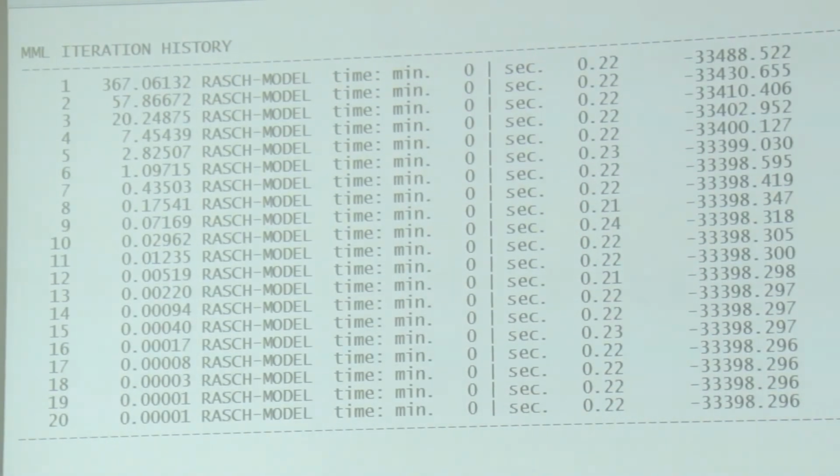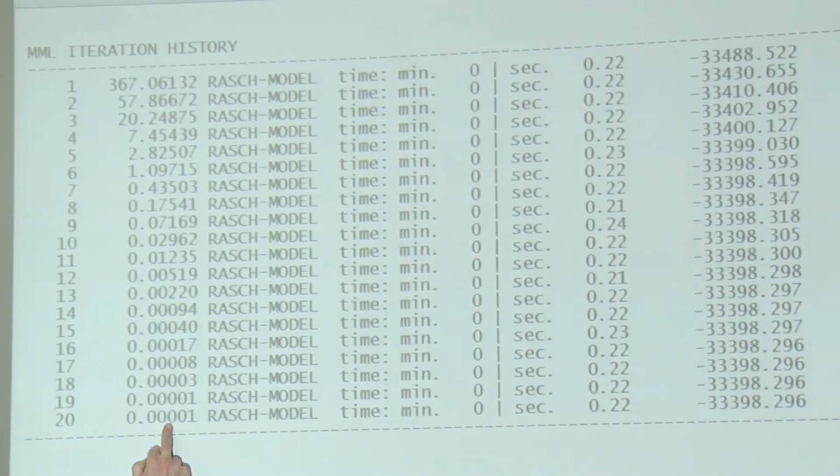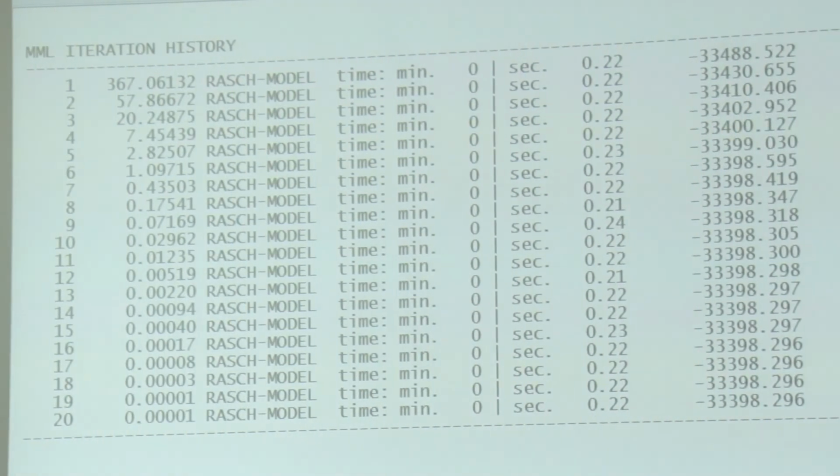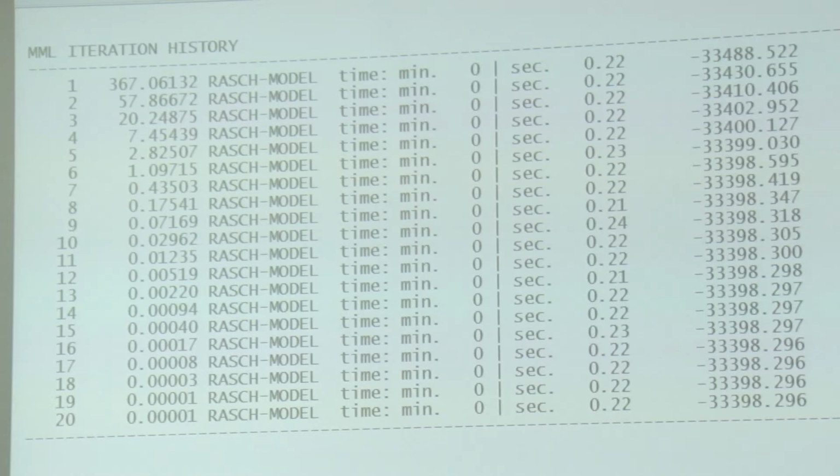And on the left-hand side, we have the change in that likelihood. And the conclusion is that after 20 iterations, after 20 steps, it has converged, it has found the maximum. And then you're happy.